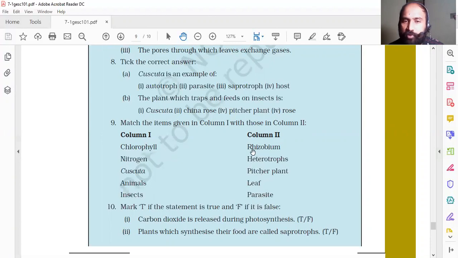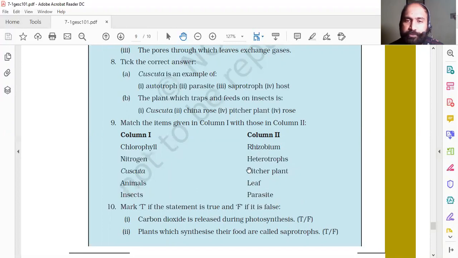Nitrogen. So after this, we know that rhizobium is the bacteria which gives nitrogen to the plant. So the answer is rhizobium. Cuscuta. Cuscuta is the parasite here. Parasite option is a yes, parasite. So cuscuta and the correct option is parasite.